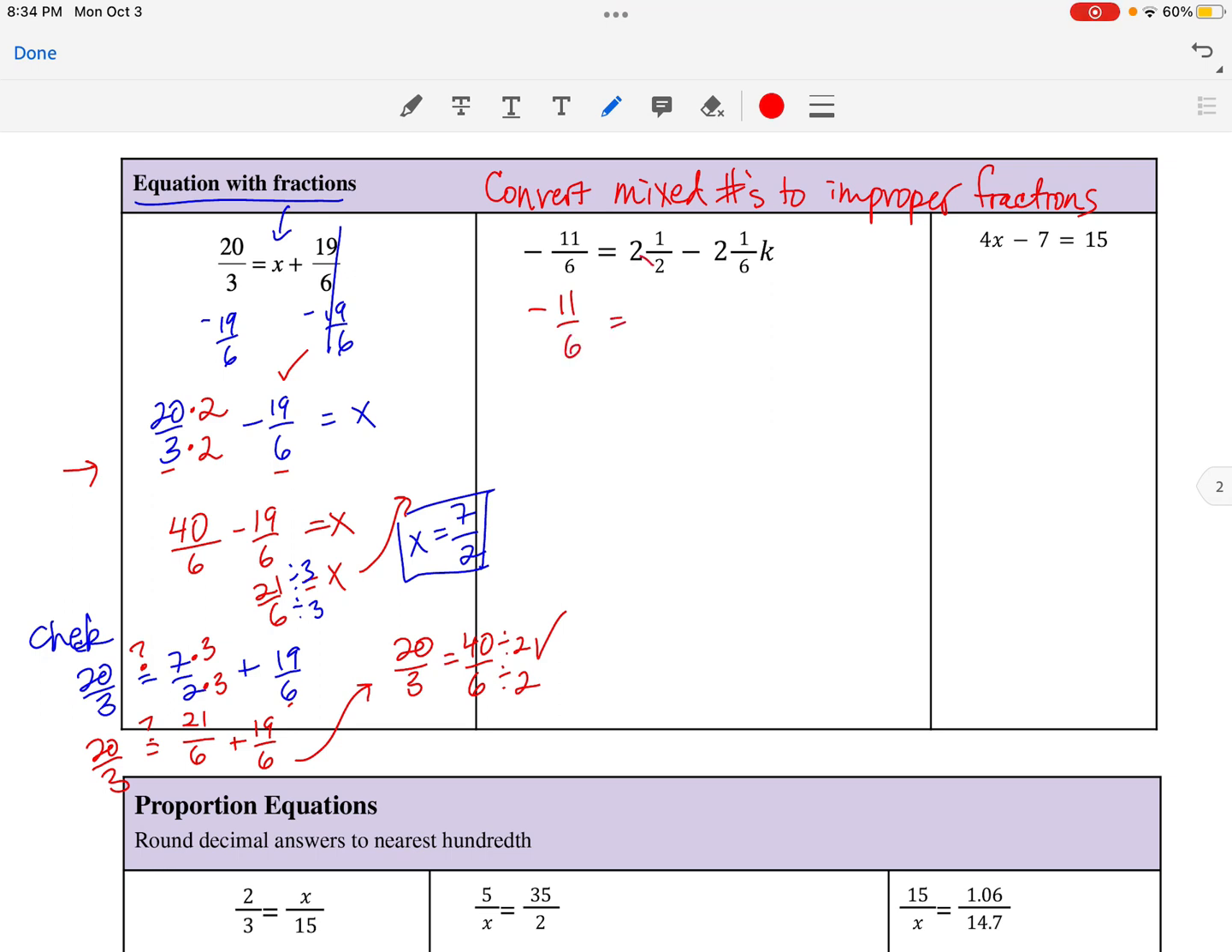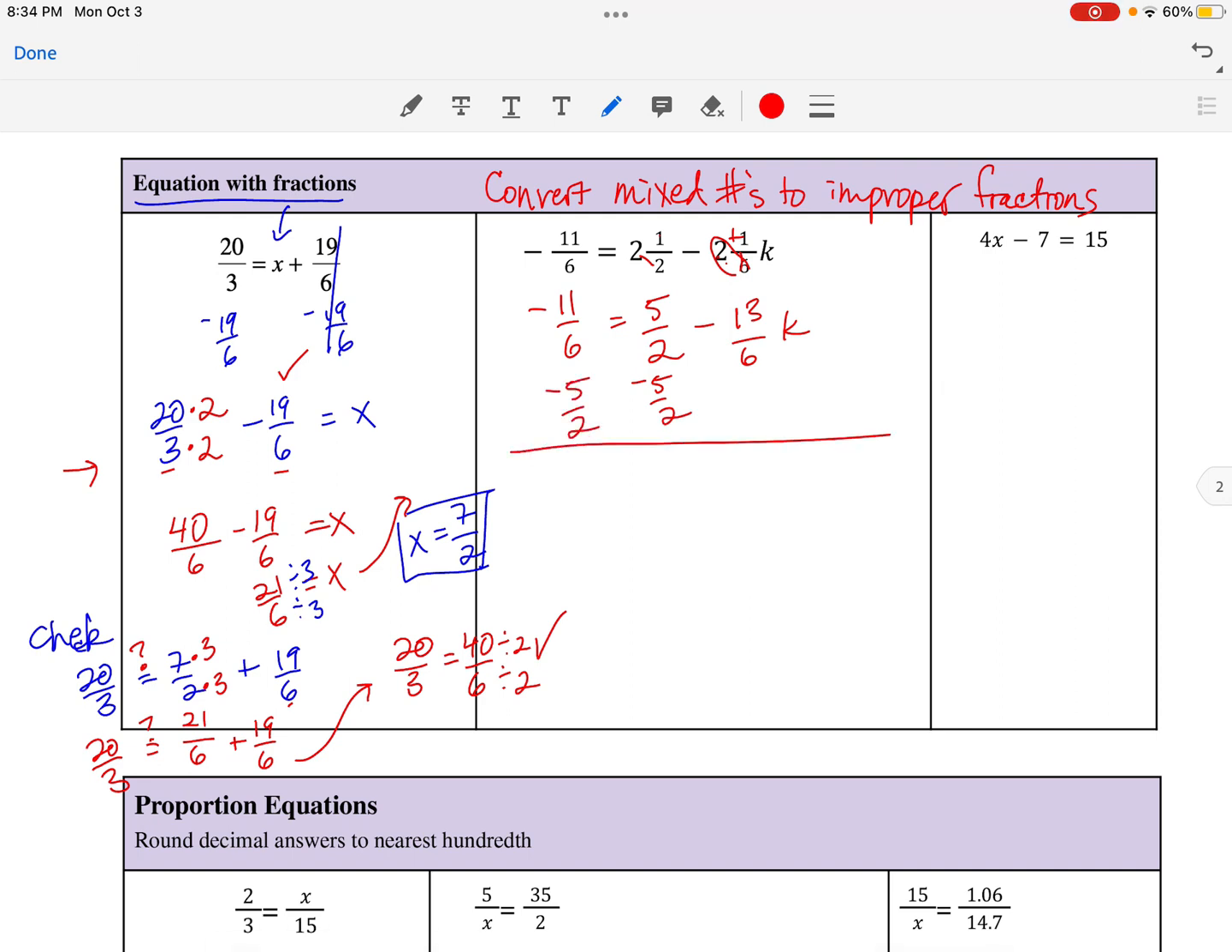2 and a half. That is 2 times 2 plus 1 is 5. So the numerator will be 5. Denominator stays 2. This one, 2 times 6 plus 1 is 13, 13/6. Okay, now k is our variable. We want to leave that by itself on one side of the equation. So we're going to subtract 5 halves from both sides of the equation.